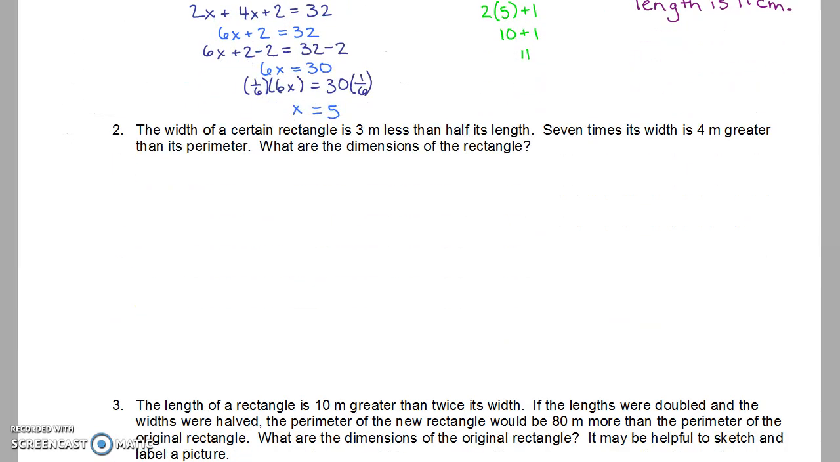The width of a certain rectangle is 3 meters less than half its length. Just like number 1, I would start by drawing the rectangle. You'll notice that our pictures are not drawn to scale. What that means is that the picture doesn't need to look like we're labeling it. So when we have half of its length, we don't know what that is, so that's going to be our x. So we are going to let x be the length of the rectangle.